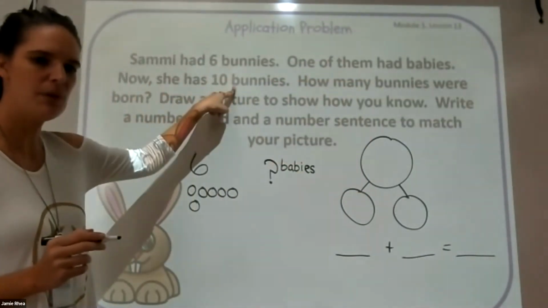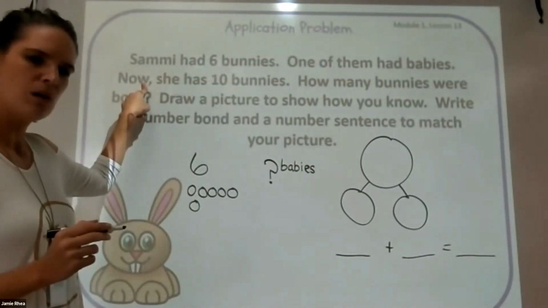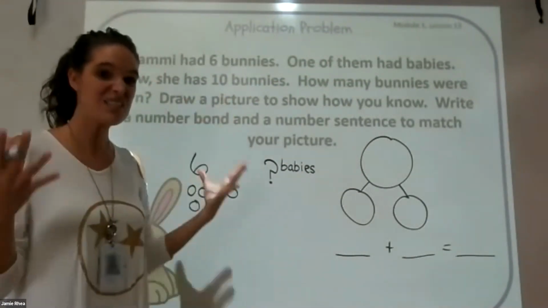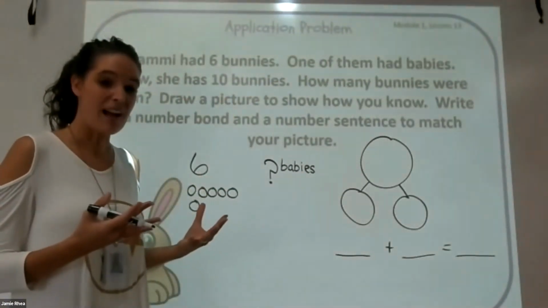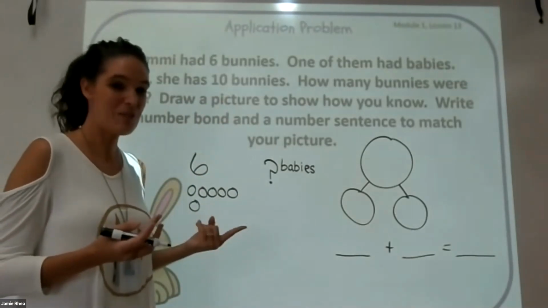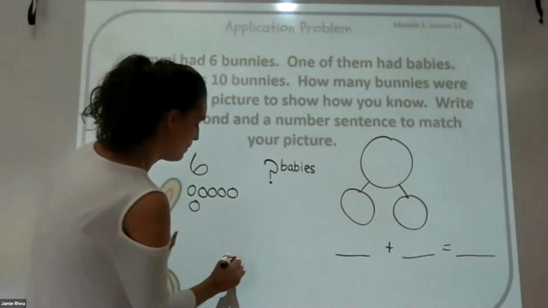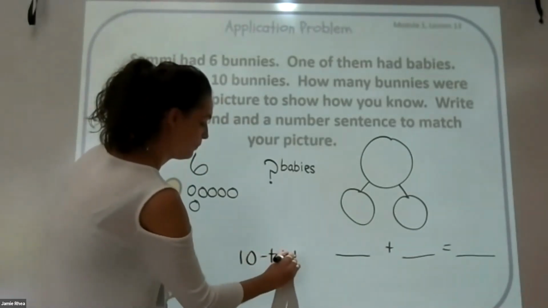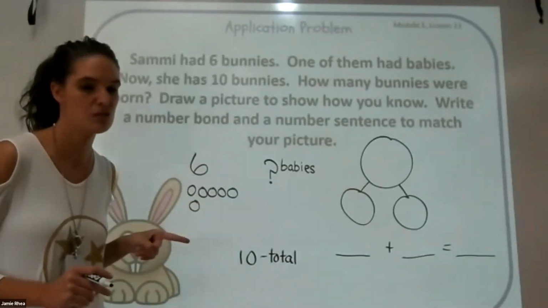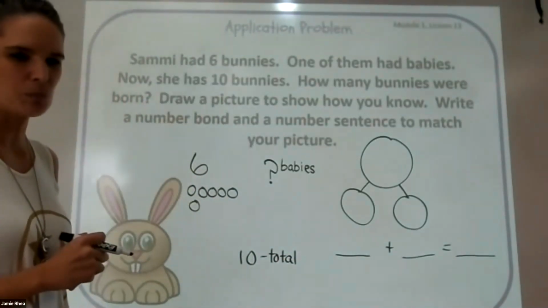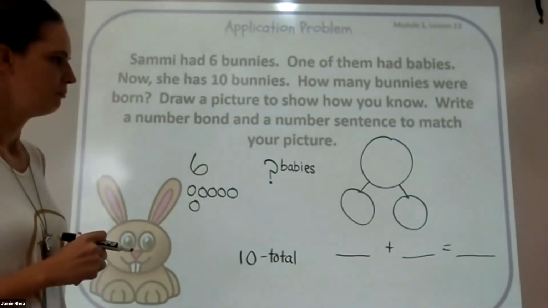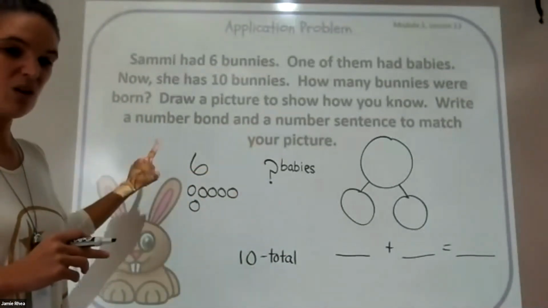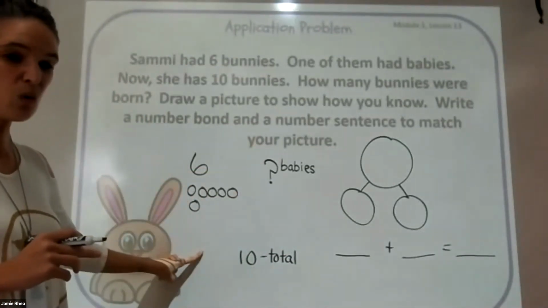Now she had 10 bunnies. That word now gave me some information. I now have 10 bunnies all together. So that gives me my total. So now I know that I have 10 bunnies total. So I'm going to come down here and write 10, and I'm going to write the word total. Good information so far. So now, how many bunnies were born? That's the question. We don't know how many babies were born. We know that we have 6 and a total of 10.